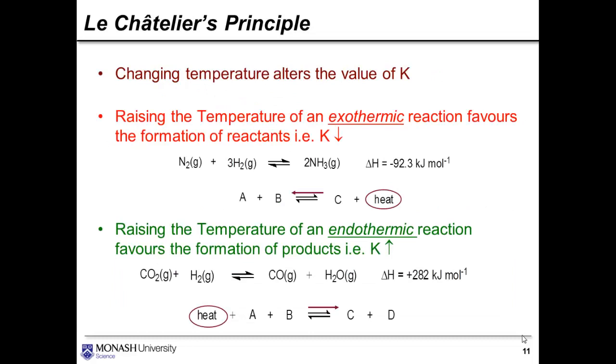Changing the temperature actually alters the value of the equilibrium constant. Raising the temperature of an exothermic reaction favours the formation of reactants. In other words, the equilibrium will move across to the left. Raising the temperature of an endothermic reaction will favour formation of the products.